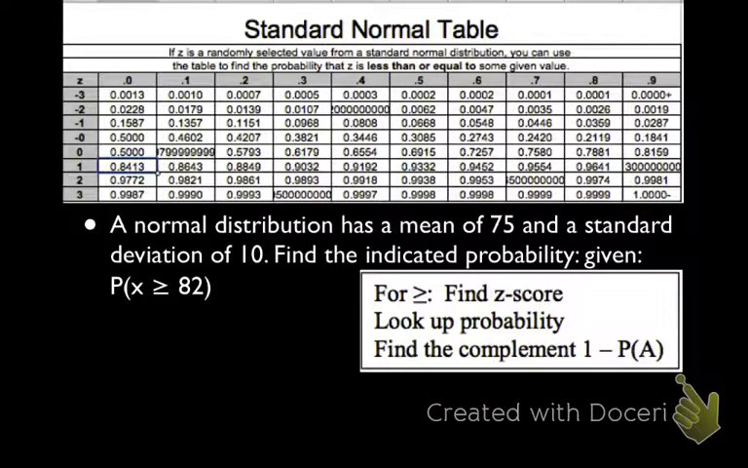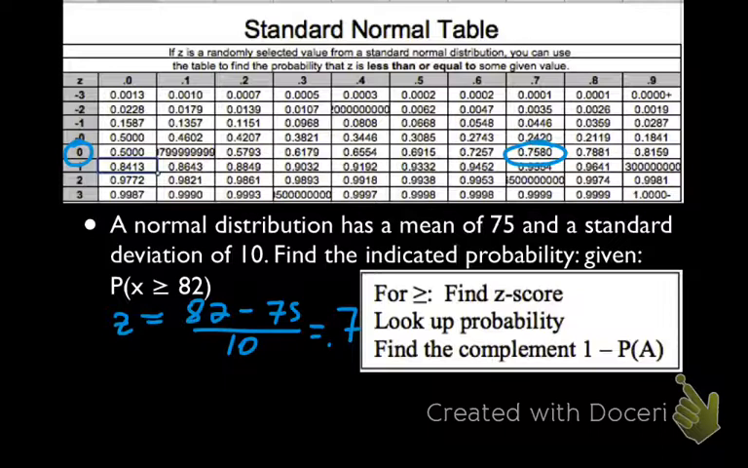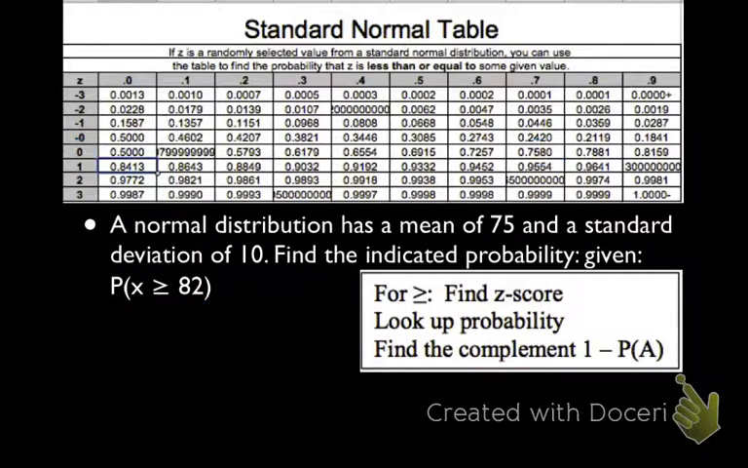First thing we do is find the z-score for 82. So z equals 82 minus 75 divided by 10. What do you get, 0.7? Yes. So we get 0.7 for our z-score. And so I go to my table and I look at 0, positive 0, over to 0.7. Right there. So my probability is 0.7580. But that's less than or equal to 82. I want greater than or equal to 82.